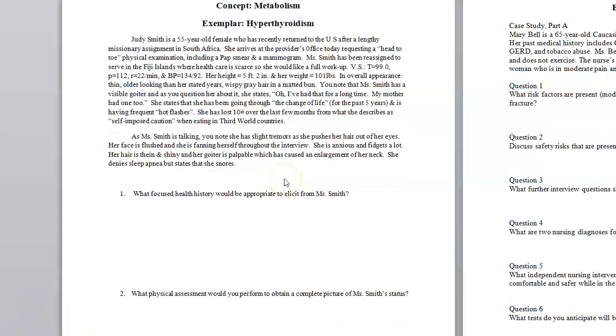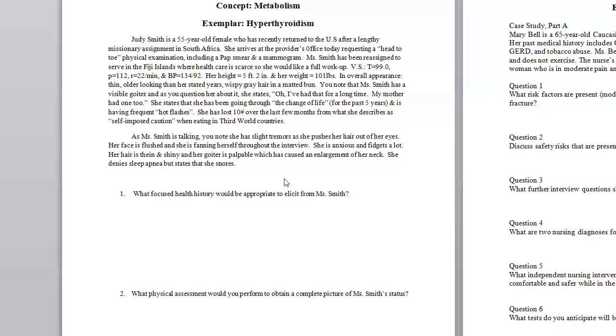All right, let's look at question 2. What physical assessment would you perform to obtain a complete picture of Ms. Smith's status? Obviously, a health history, family history, anybody who might have had thyroid disease in her family. When did she first notice the goiter? When did she first notice symptoms? What medications does she take? When did she notice changes in her weight and in her menstrual history?